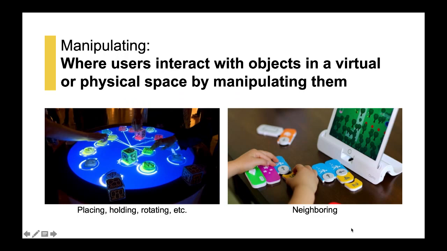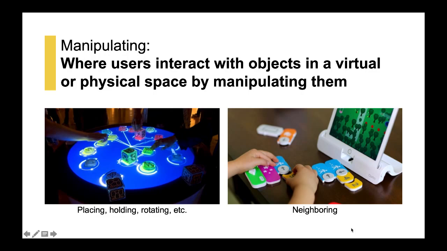Manipulating is the third kind of interaction type, and this is where users interact with objects in a physical or virtual space by manipulating them. On the left-hand side, we see a tabletop system where there's objects on top of the tabletop, and you can place them, you can hold them, you can rotate them, and by moving them around, you're changing the state of the system or the state of the play if it's a game.